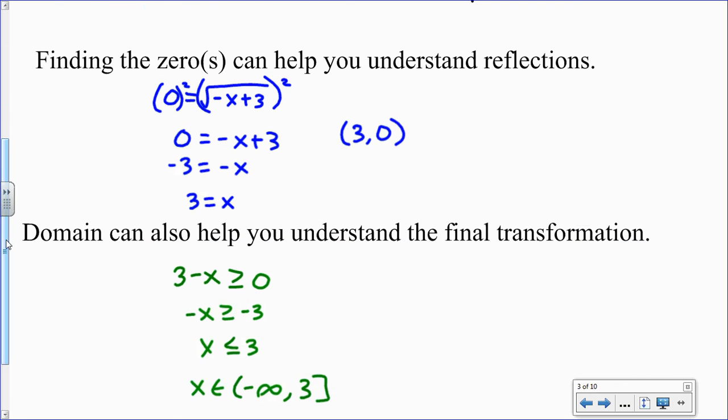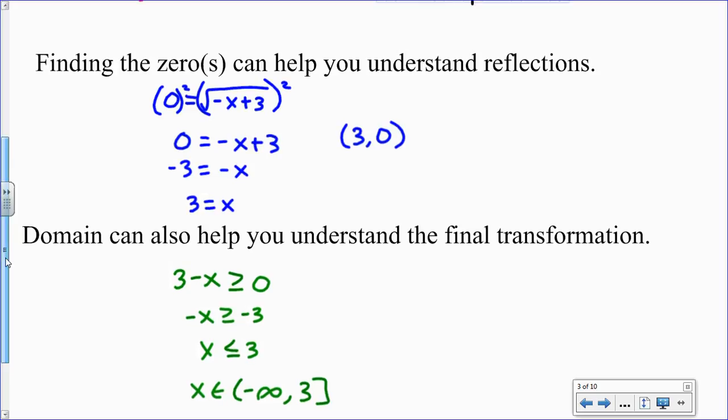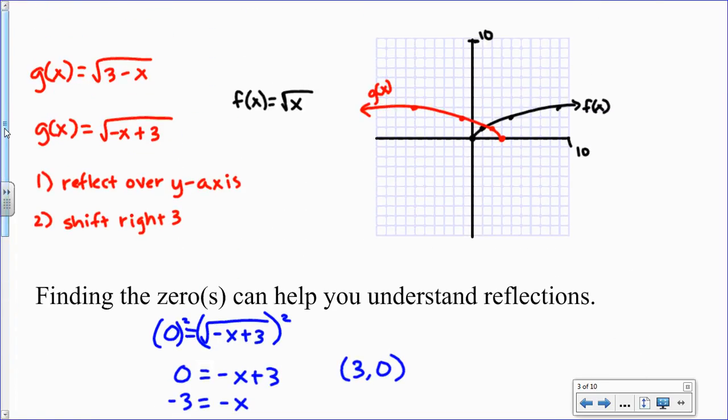So if you have a negative next to x, then your horizontal translation is not the opposite, because you already have the opposite here. So this tells you reflect over y, and you've already done the opposite, so you shift right 3. All other times, the inside is the opposite.